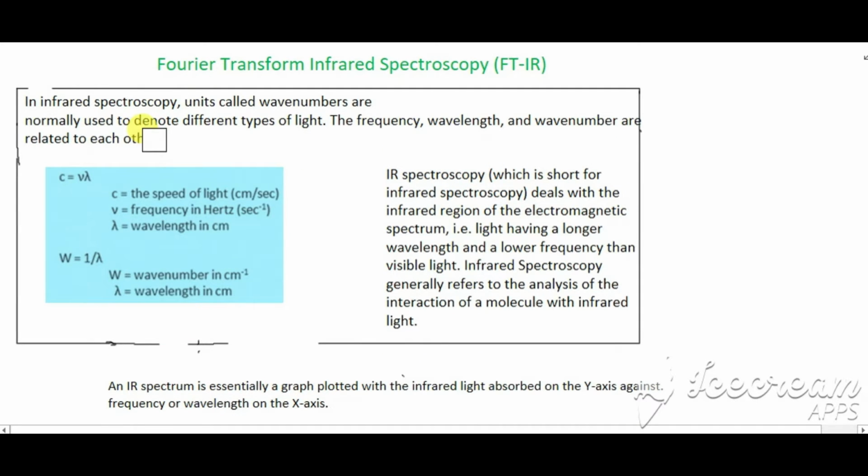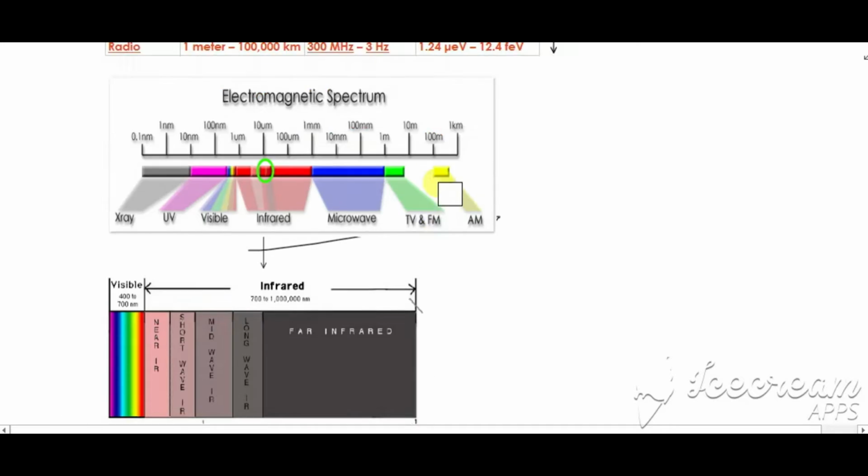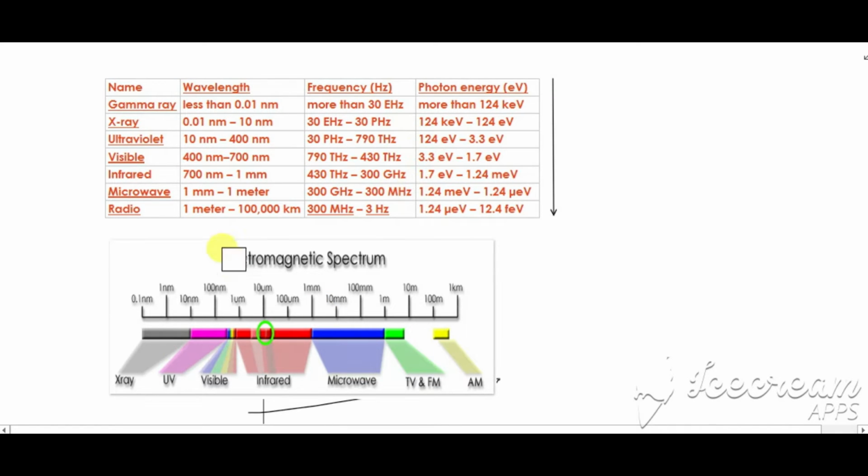Infrared spectroscopy works with infrared radiation. Infrared radiation is a kind of electromagnetic radiation where the range stands at 700 nanometer to 1 millimeter. From this table I want to mention one thing. Here you will see different kinds of radiation, with wavelength, frequency and photon energy.